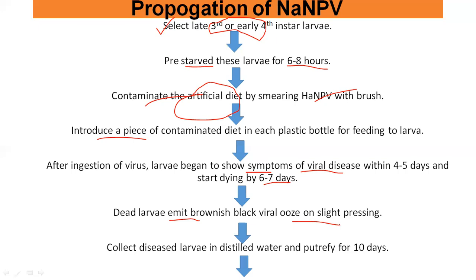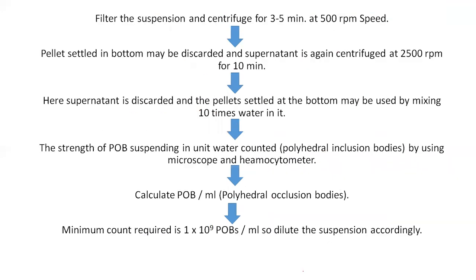Collect these larvae and put them in distilled water; they need putrefaction for 10 days. Keep them for 10 days for putrefaction. Now, after putrefaction, filter this suspension and centrifuge for 3 to 4 minutes at 500 RPM. The pellets settled at the bottom may be discarded, and the collected supernatant is again centrifuged at 2500 RPM for 10 minutes.